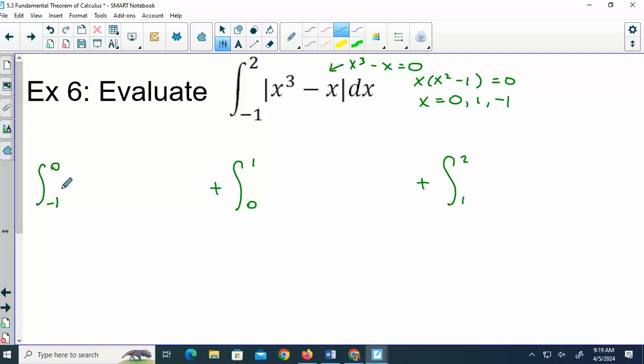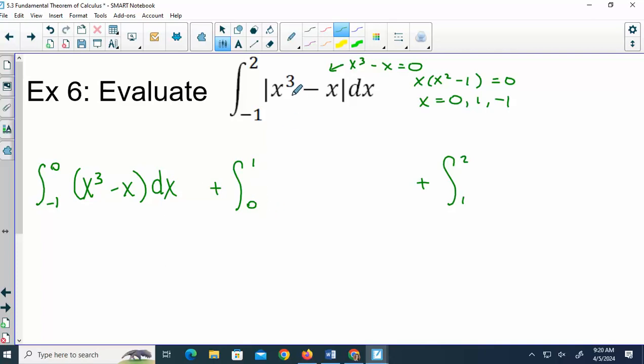If you plug in something between negative 1 and 0, so like negative 1 half: negative 1 half cubed minus negative 1 half. That would be a negative 1/8 plus 1 half. Is that positive or negative? Okay, so the absolute value doesn't change anything there. So that part will just remain x cubed minus x.